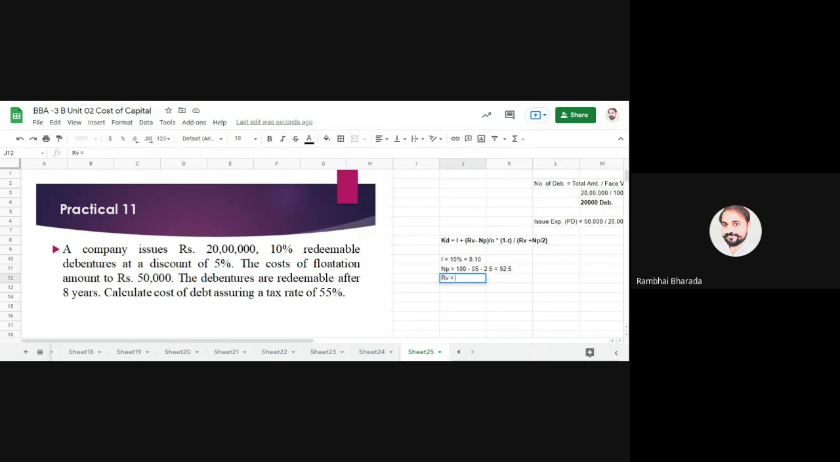Now see here, the debentures are redeemable after 8 years. Is there any specification given to you that it is redeemable after 8 years at a premium or at a discount or at par? If nothing is given, we assume that it is par. अगर कुछ भी नहीं दिया है practical question में, we assume 100, in terms of issue, in terms of redemption.